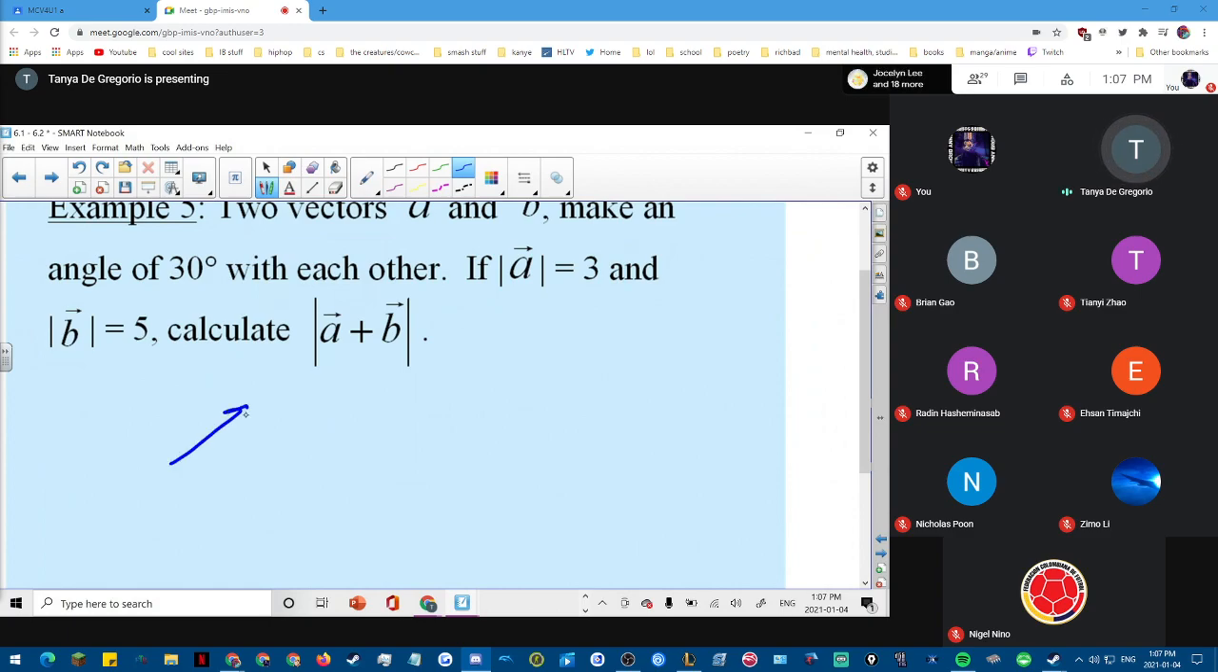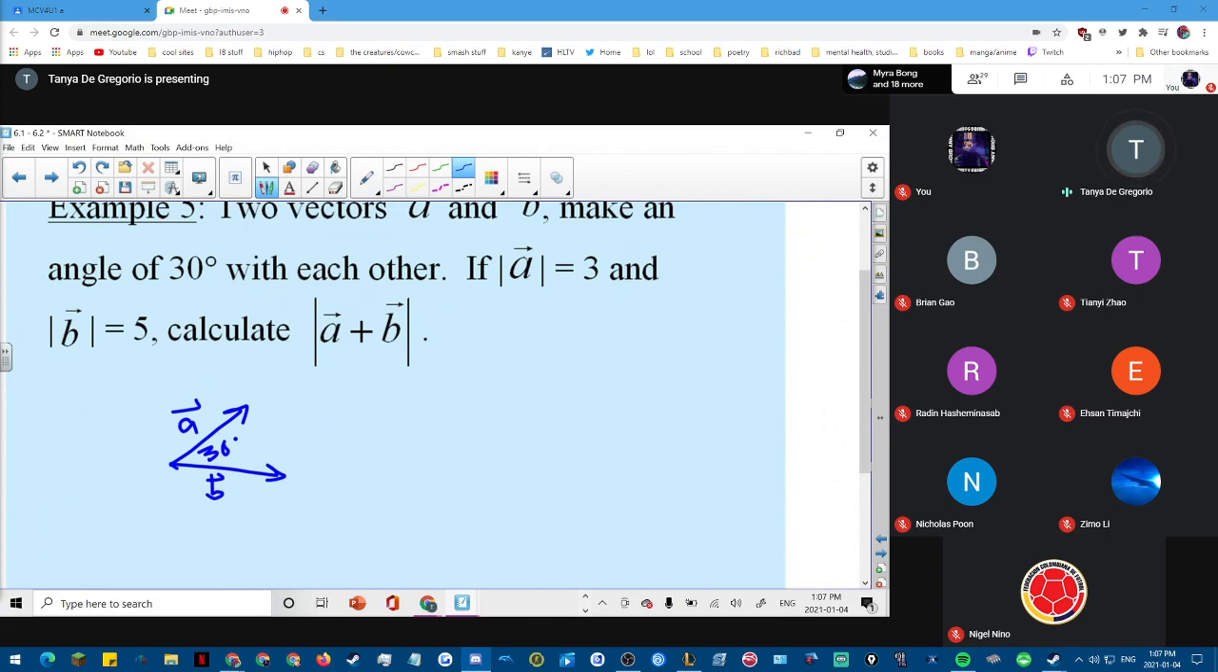So I could do it like this. So notice that the angle between them is 30 degrees. If the magnitude of A is 3 and the magnitude of B is 5, calculate the magnitude of vector A plus B, so of the resultant.